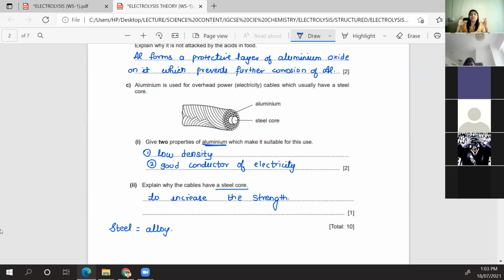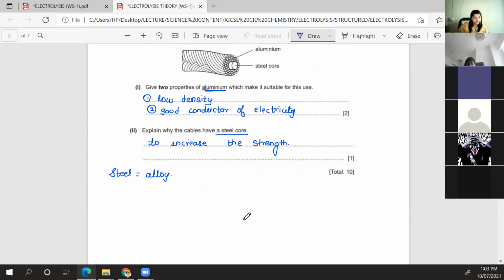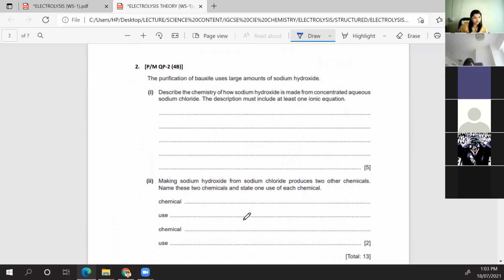Okay, so this was about our first question. Let's go to question number 2. Now, question number 2 is the purification of bauxite uses large amount of sodium hydroxide. Describe the chemistry of how NaOH, sodium hydroxide, is made from concentrated aqueous sodium chloride. The description must include at least one ionic equation. And it's a 5-mark question. So, yes, Andrew, can you tell me?